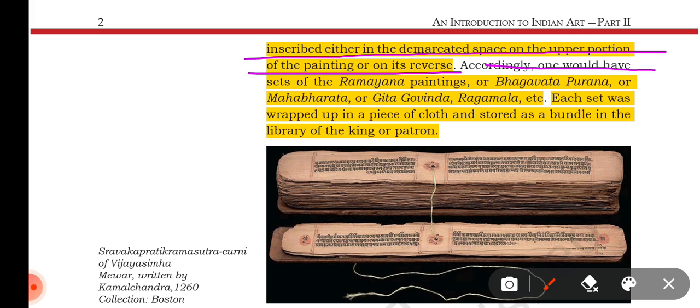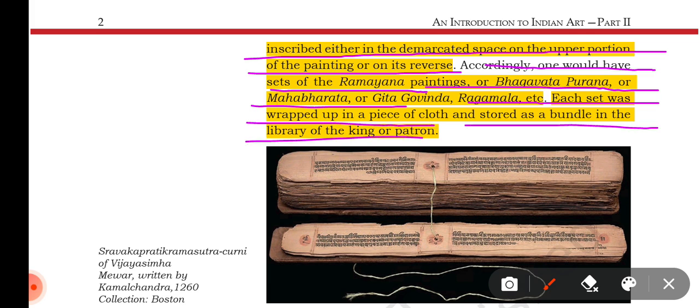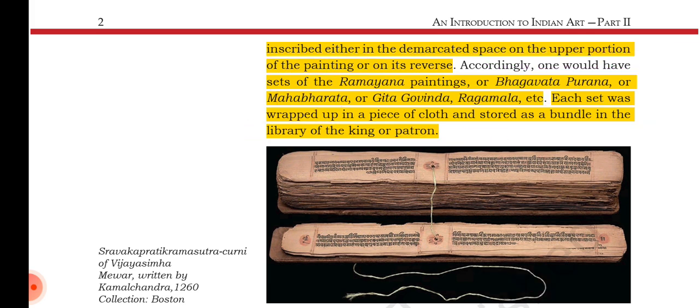Accordingly, one could have a set of Ramayana paintings, a Bhagavata Purana, Mahabharata, Gita Govinda, Ragamala, etc. Each set was wrapped up in a piece of cloth and stored as a bundle in the library of the kings or patrons.